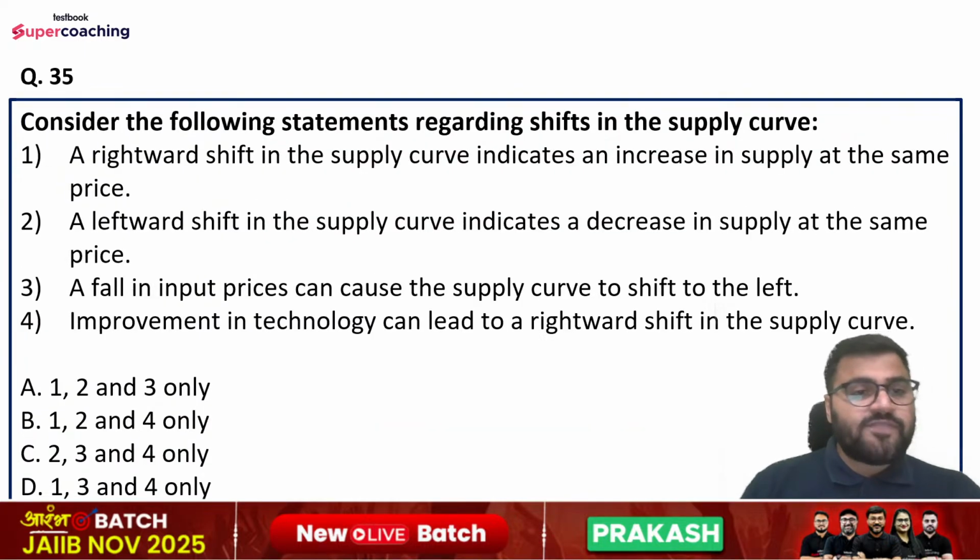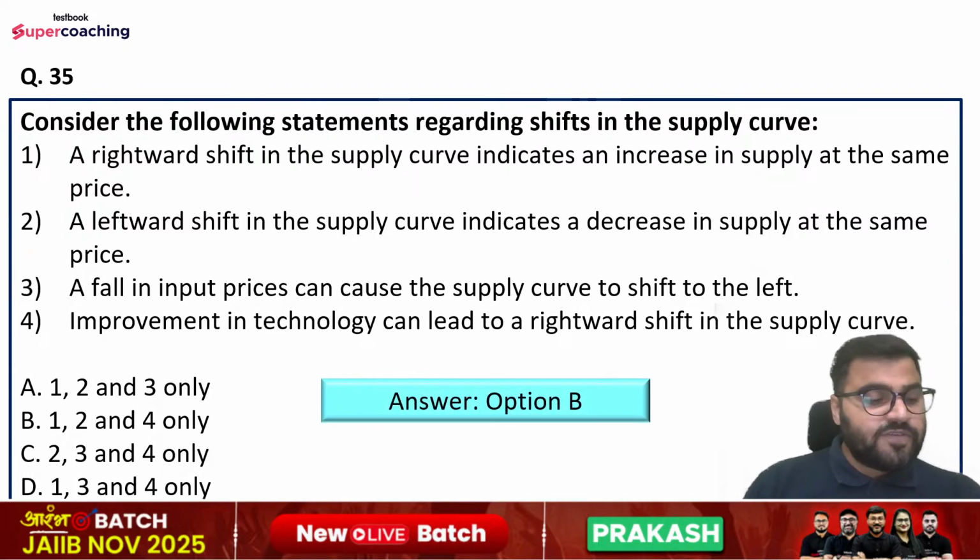Question number 35, consider the following statements regarding shifts in the supply curve. Statements are: rightward shift in the supply curve indicates an increase in supply at the same price. Statement number second is a leftward shift in the supply curve indicates a decrease in supply at the same price. Statement number third is saying a fall in input price can cause the supply curve to shift to the left. And statement number 4 is improvement in technology can lead to a rightward shift in the supply curve. Options are first, second, and third only, first, second, and fourth only, second, third, and fourth only, or first, third, and fourth only. So right answer is option number B, first, second, and fourth only.